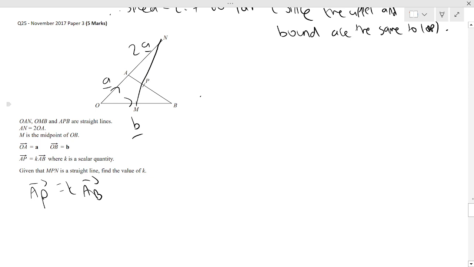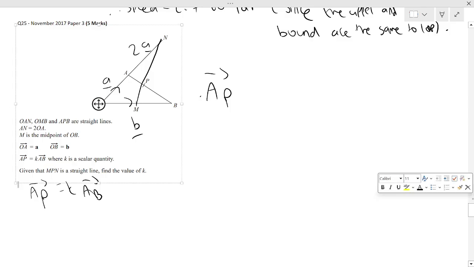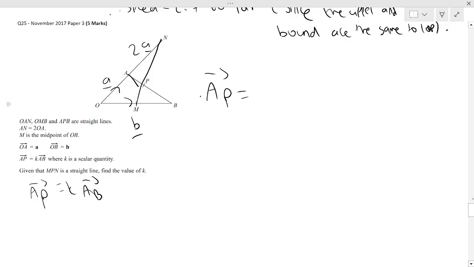So the strategy of this sort of question: we're going to need to consider the vector AP or AB, and then we're probably going to want 2 different ways of getting to AP using the information we're given. Well, AP, first of all, A to P is here, right? So one way I could say is I could go from A to N and then N to P. Well, A to N is 2A, and then we have N to P. Now we're going to need to find some expression for N to P.